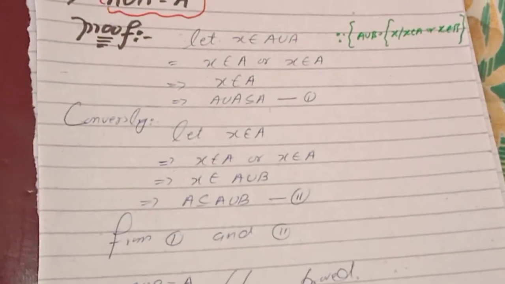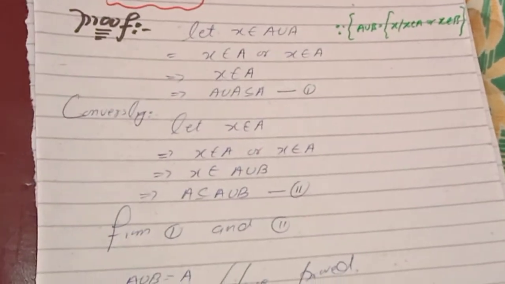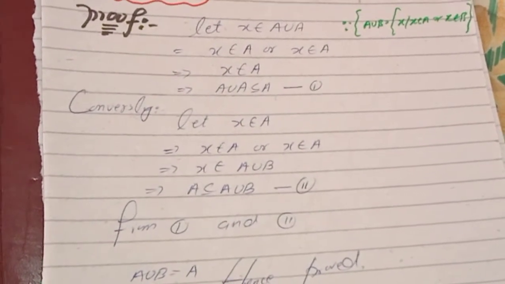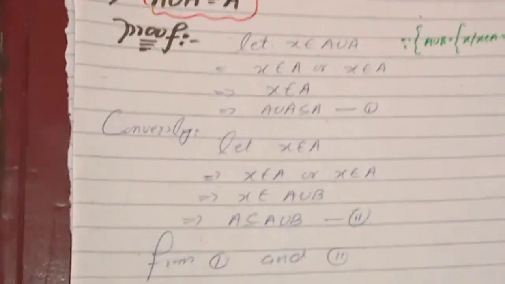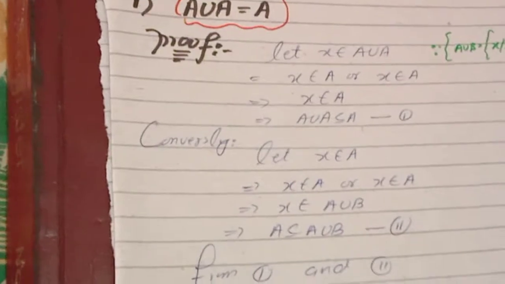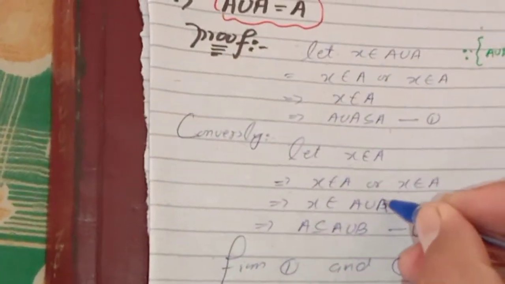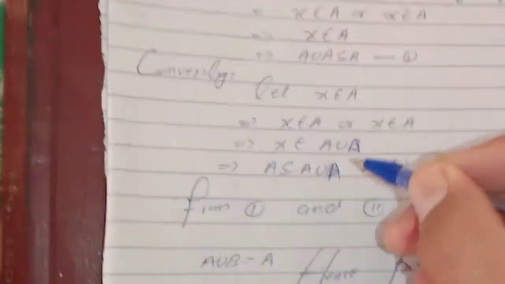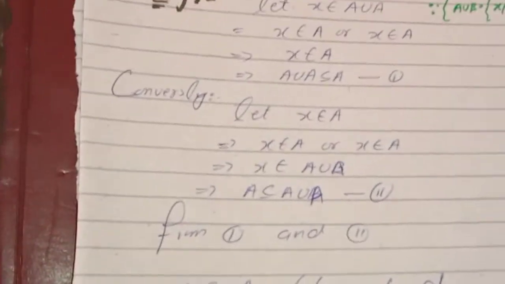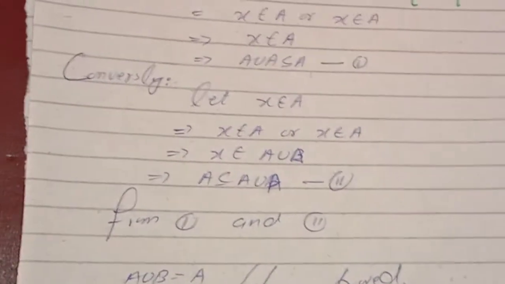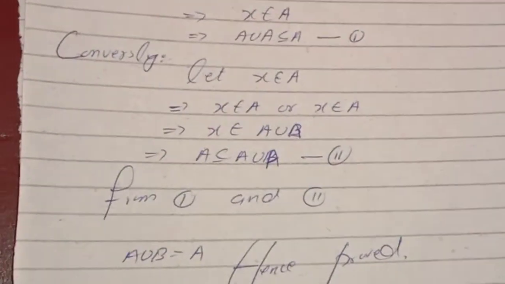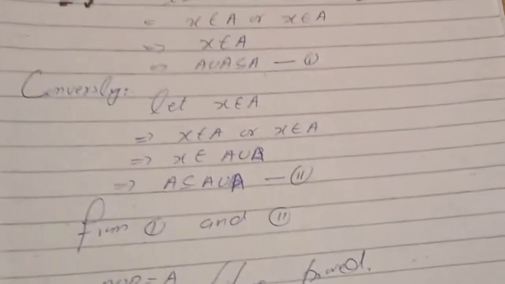Now conversely, let x belong to A. So this implies that x belongs to A or x belongs to A. So x belongs to A union A. This implies that A is a subset of A union A. We take an element in A and it returns in A union A. It means that A is a subset of A union A.